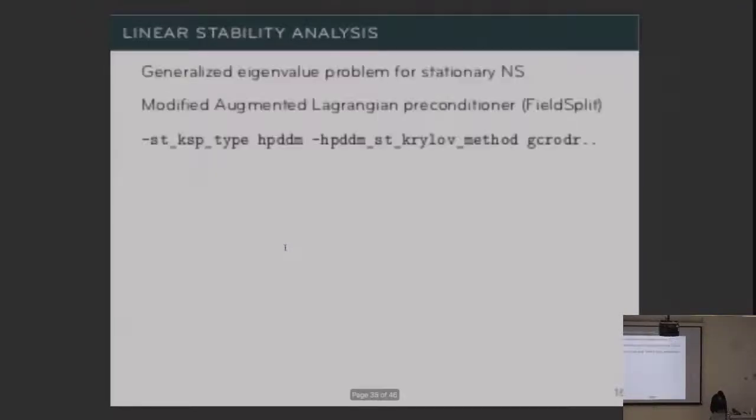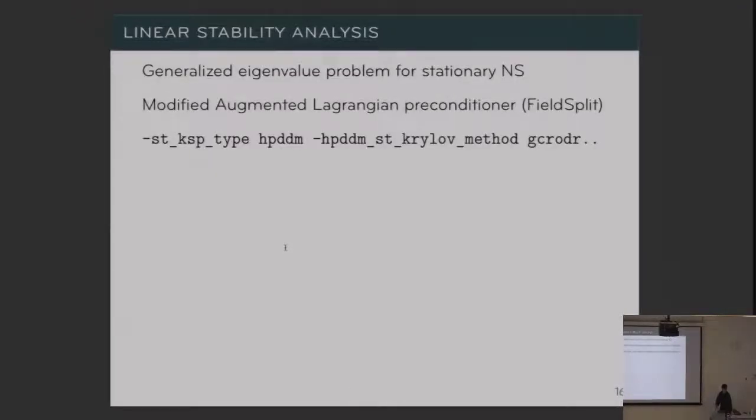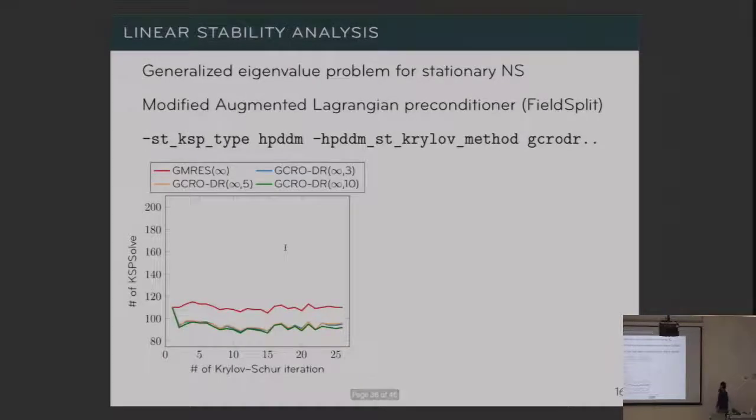Okay. So two last applications. The first one is linear stability analysis. So we are solving a generalized eigenvalue problem for the stationary Navier-Stokes equation. We are using a modified augmented Lagrangian preconditioner. So it's a field split, and we use an approximation of the Schur complement using a PC composite. And we are just interested in what's going on if you turn on recycling inside the Krylov-Schur method from SLEPc.